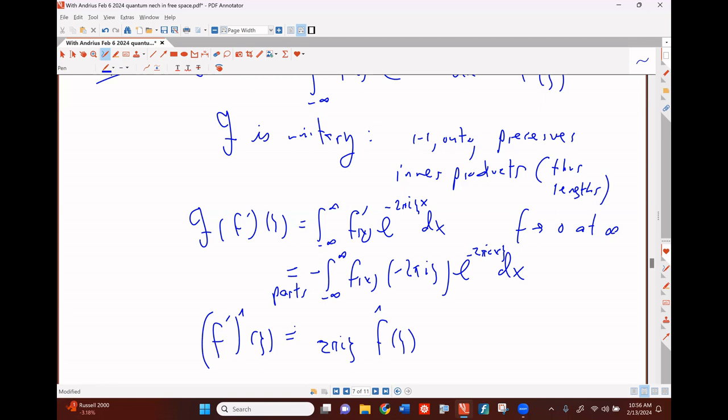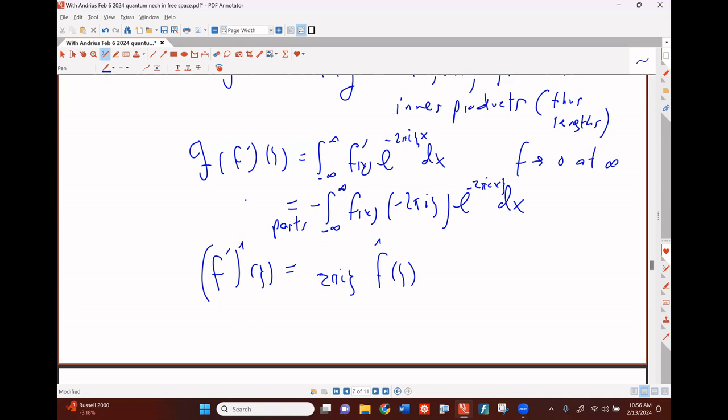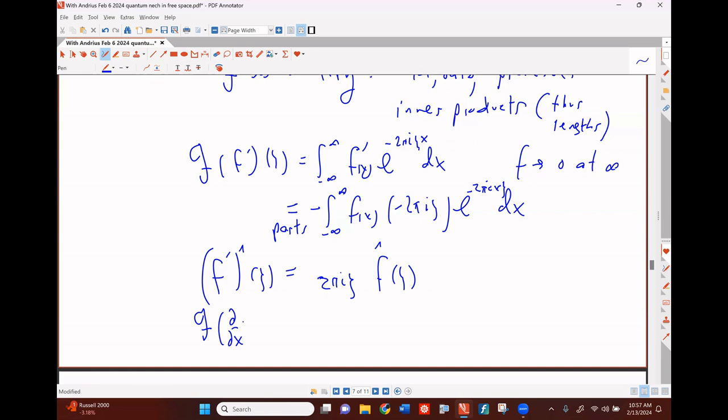So it pulls down 2 pi i. So basically, you're pulling it down is the same as multiplying. So in other words, if we look at it this way, that explains how the minus signs cancel because of the integration by parts. Basically, what we're saying is that the Fourier transform of the derivative operator is equal to the multiplication by 2 pi i zeta times the Fourier transform.